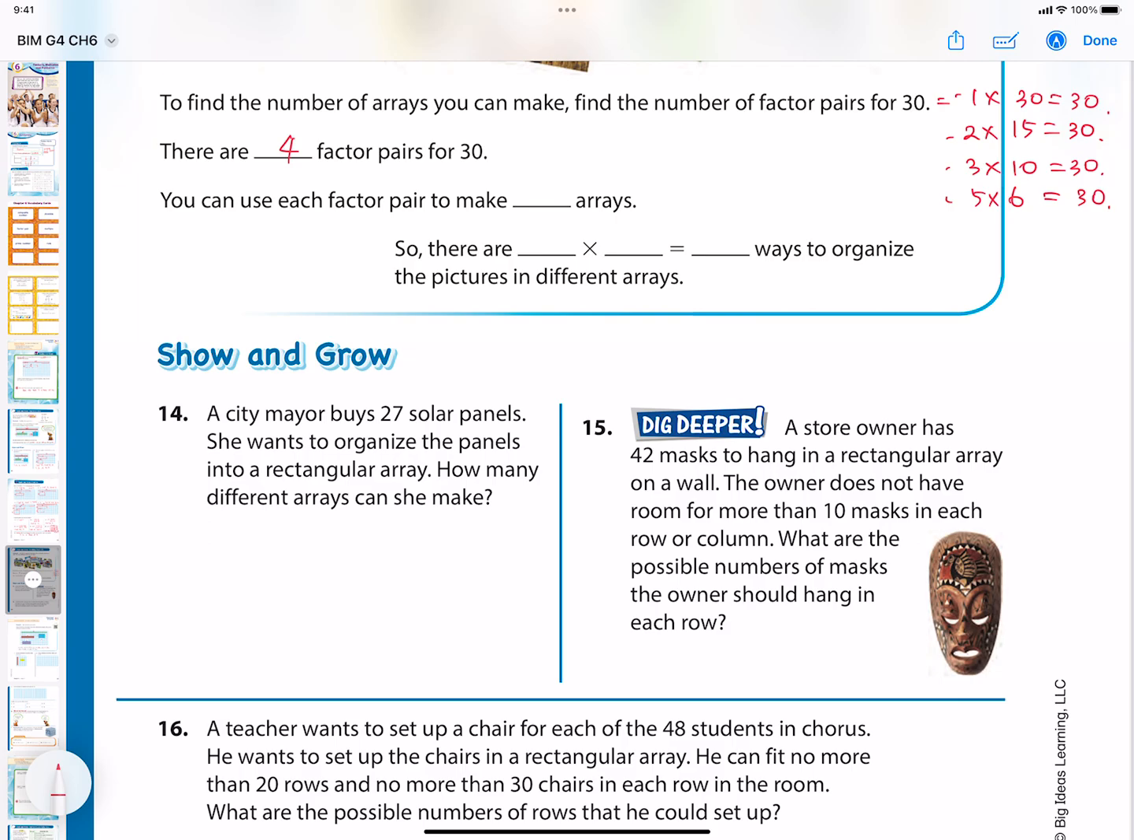And then you can use each factor pair to make 2 arrays, which means what? Because we can say 1 row of 30 columns or 30 rows of 1. So each pair can make 2 arrays. Make sense? And this one too. 2 times 15 and 15 times 2. Okay, 2 rows of 15 or 15 rows of 2. Make sense? So each factor pair can make what? 2 arrays. So there are 4 pairs, and then there are 2 possibilities. Okay, so how many ways? Yes, 8 ways to organize the pictures in different arrays.